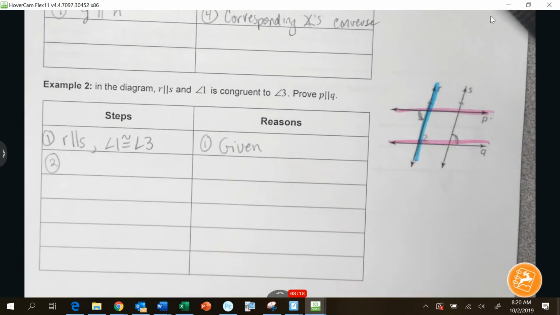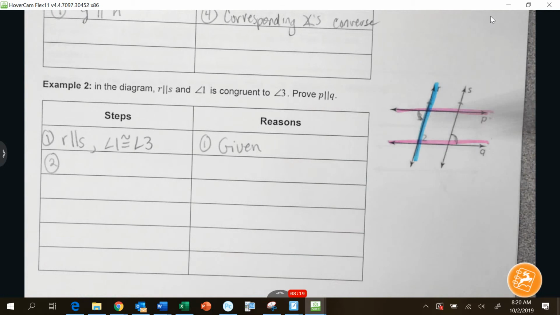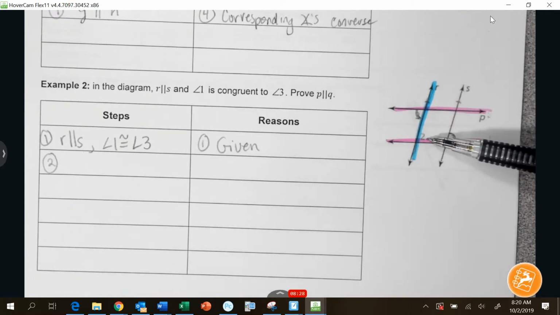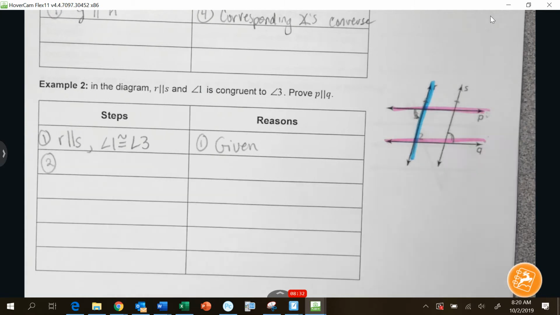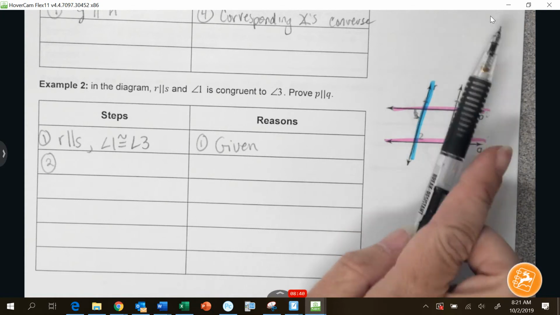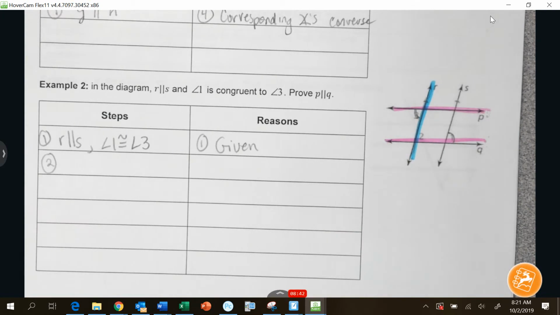I need to show that these two lines are parallel, so I need to use this transversal and somehow show that angle 1, or what is that, a 3? Angle 3 is congruent to angle 2. If angle 3 is congruent to angle 2, then I can say the lines are parallel. All I know right now is that angle 1 is congruent to angle 3, and I know that the blue and not colored line are parallel.